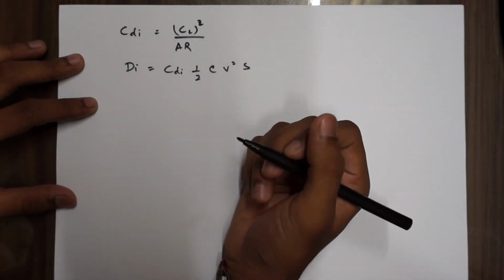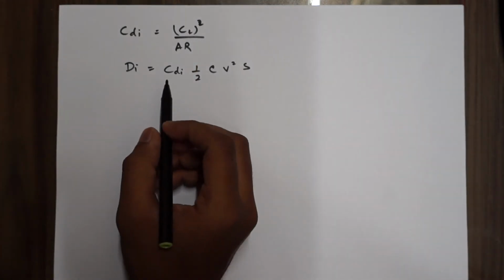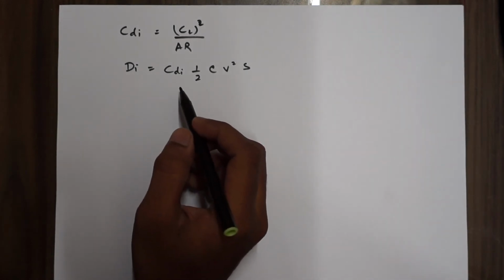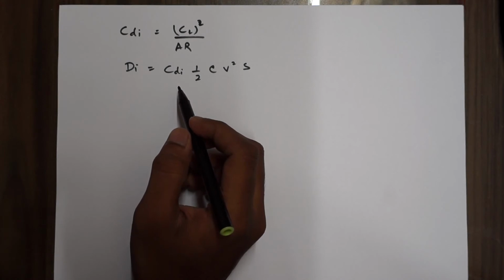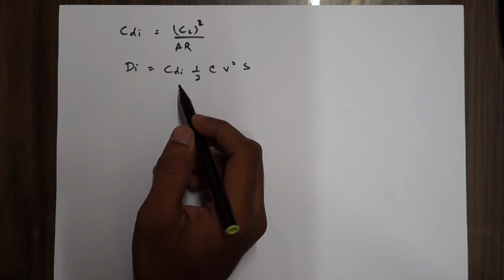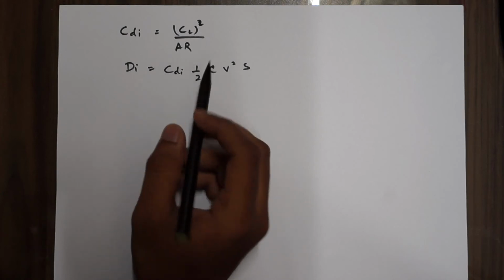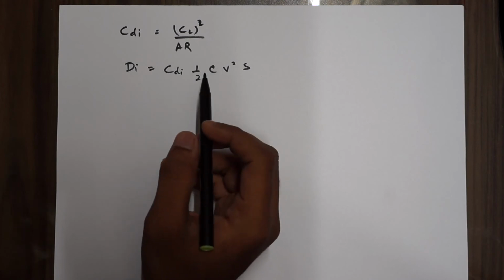So if speed is increased 4 times, then to maintain constant lift, the coefficient of lift must be decreased to 1/4 times of the previous value. So using these equations we can find out how much drag is generated.